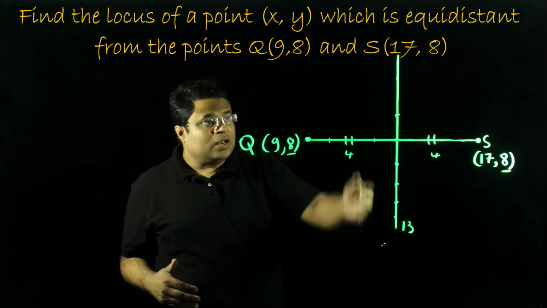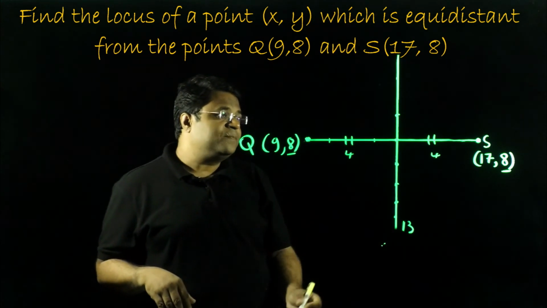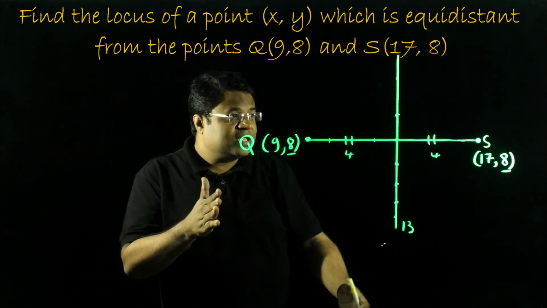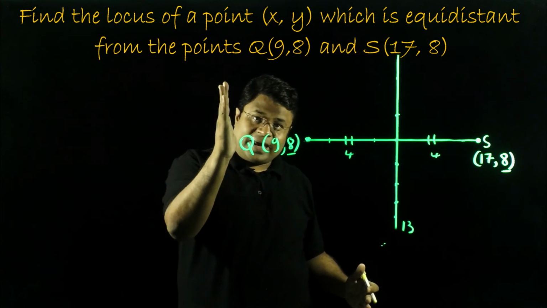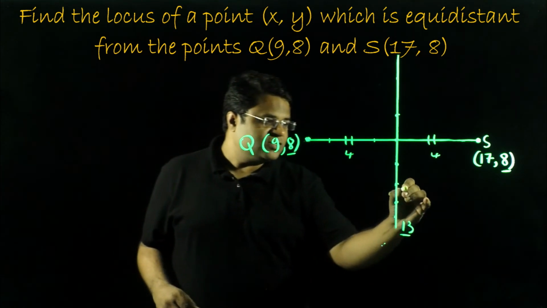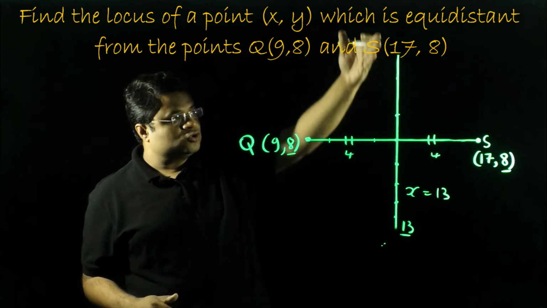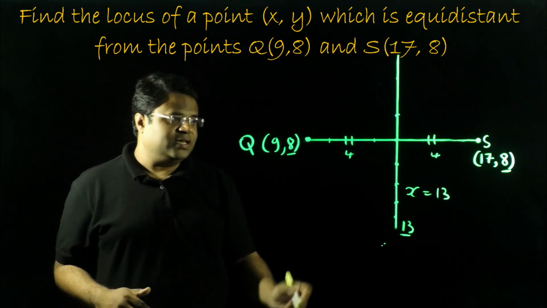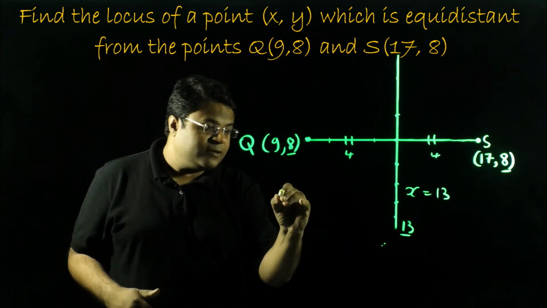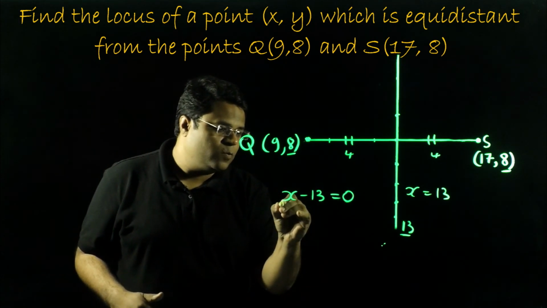As far as the whole line is concerned, y can be anywhere. So this will simply say this line is parallel to the y-axis. The x coordinate is 13. Therefore, this line is what? x equals 13. Whatever happens to y, x is always 13. The line is x equals 13 or x minus 13 is 0.